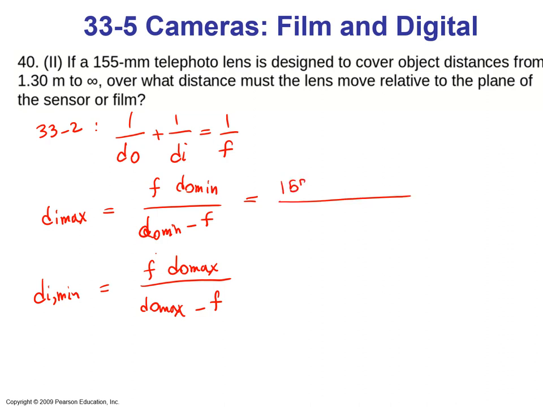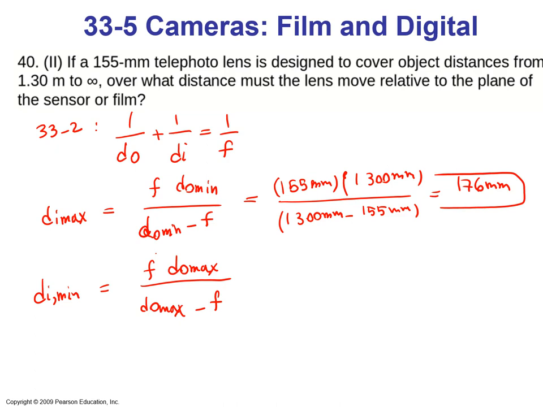We have 155mm multiplied by 1300mm divided by 1300mm minus 155mm, and this gives us 176mm for the dI max.